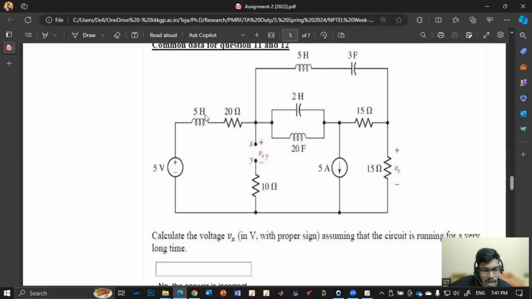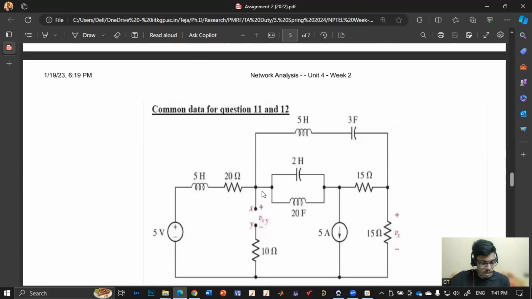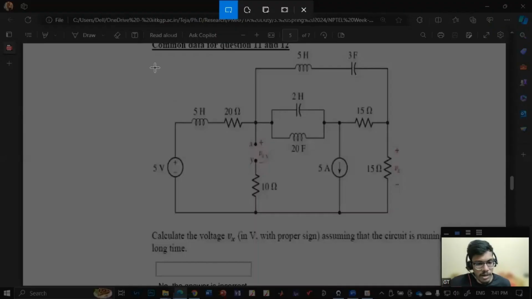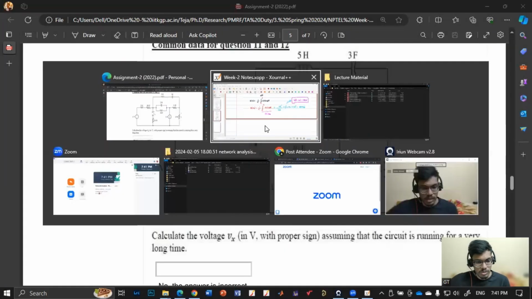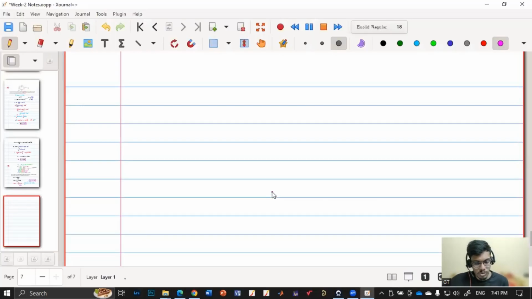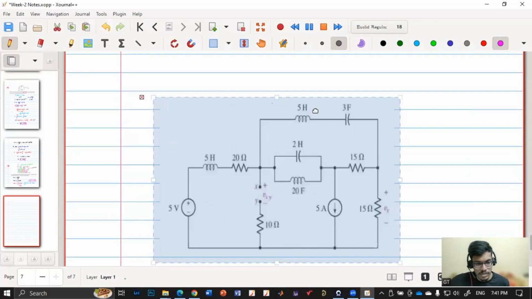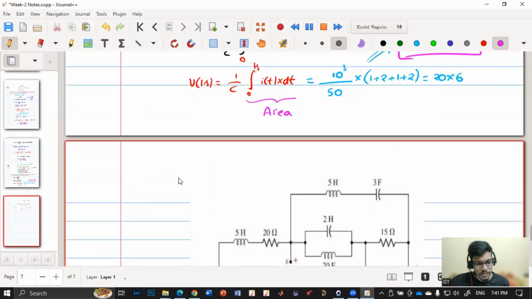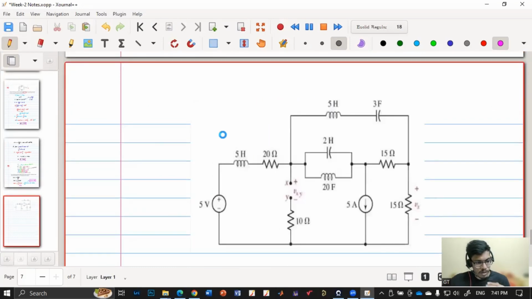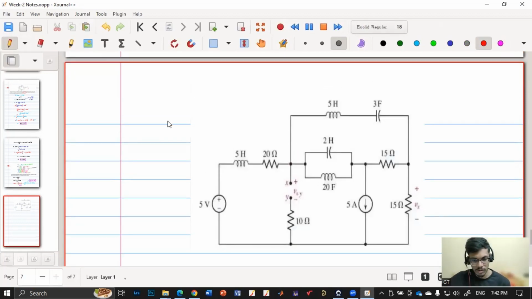So in this question, they are asking to calculate the voltage Vx, assuming the circuit is running for a very long time. As you see from the circuit, it may seem like a tough problem, but actually it is not. The big circuit is just to put some pressure on you, but if you go through whatever knowledge we have acquired in this week, it will be very simple. Sir, for this kind of question, for a very long time, we have to short circuit the inductor and open circuit the capacitor, no? Yes, you are very right.